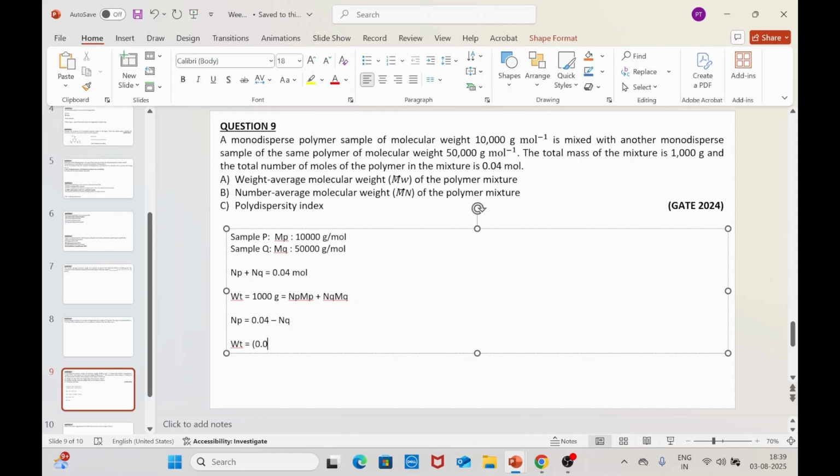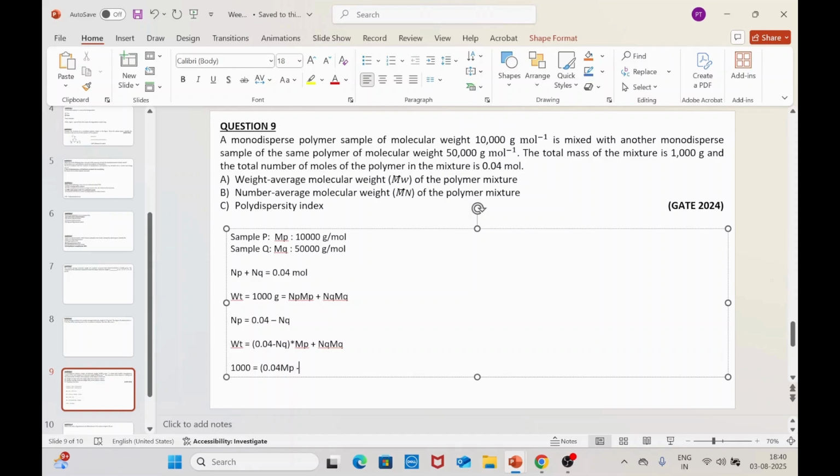0.04 minus NQ times MP plus NQ times MQ. So this is just pure mathematics. So it will be like 1000 equals 0.04, and I'm going to take that MP inside the bracket.